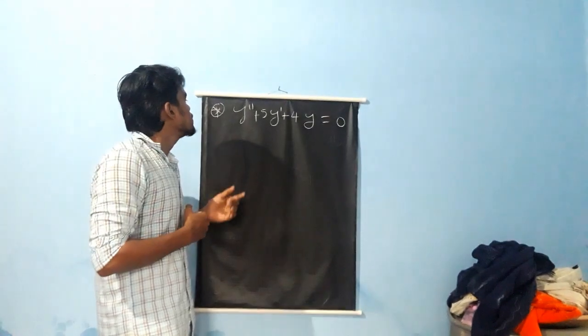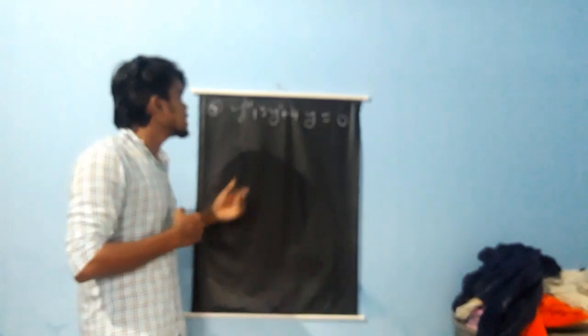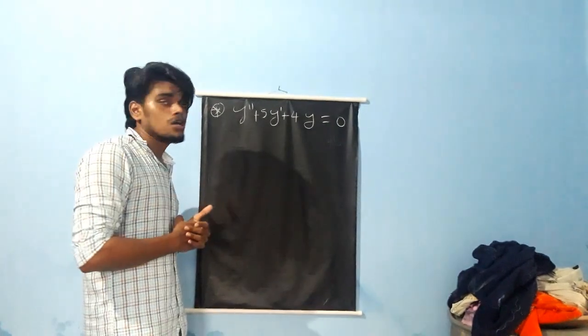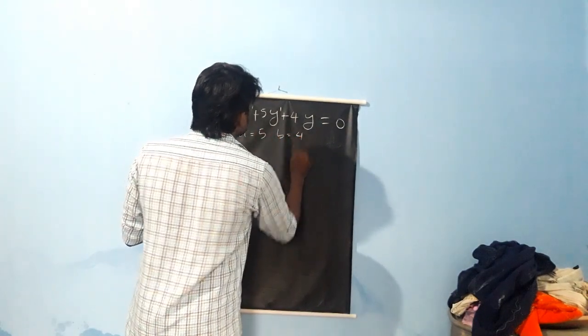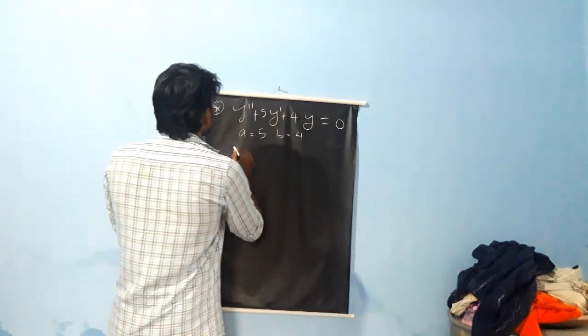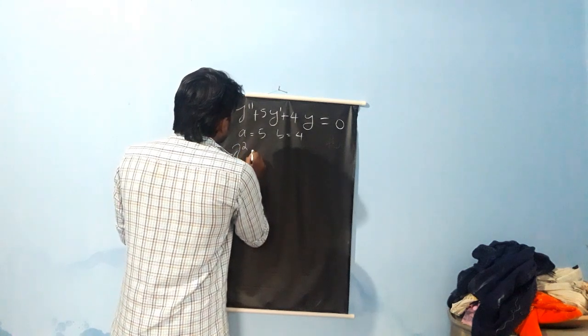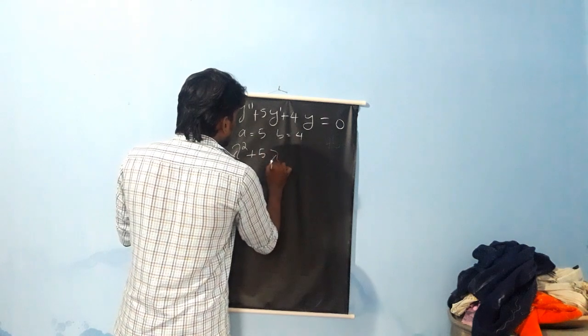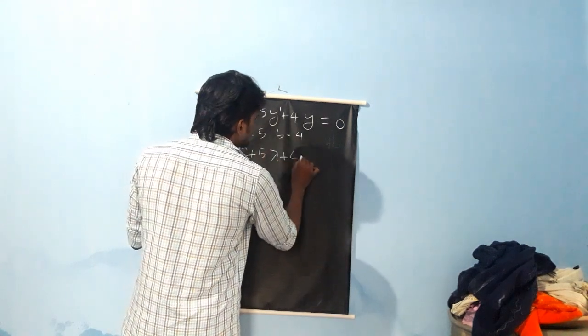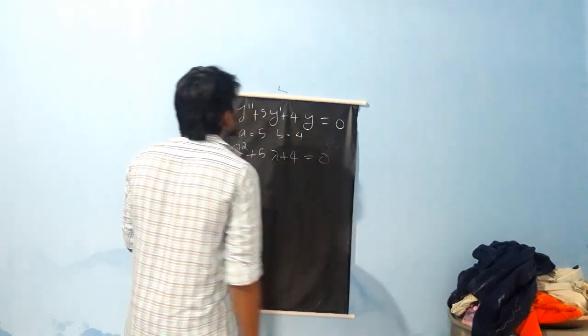So here we have the differential equation y'' + 5y' + 4y = 0. So let's take out a = 5 and b = 4. We have to write the characteristic equation: λ² + aλ + b = 0, here λ² + 5λ + 4 = 0.